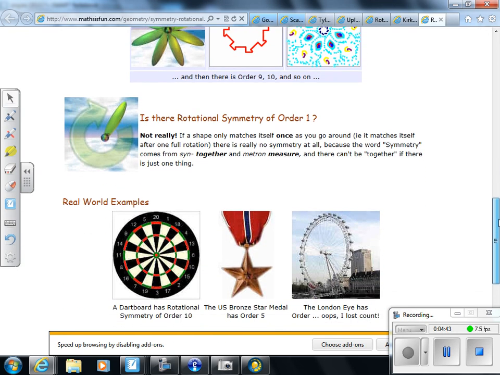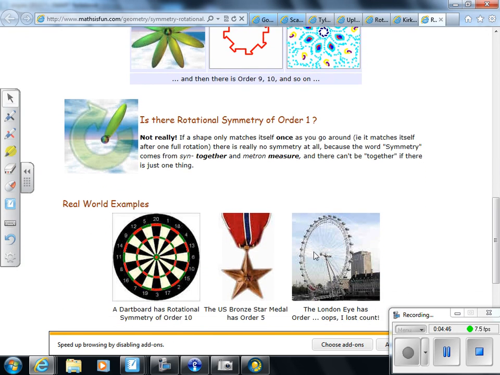Is there a rotational symmetry of order 1? What do you think? No, because if it takes a whole 360 to get back, then it doesn't have rotational symmetry. Make sense? Because if it takes 360 to get back to what it looks like originally, then we say it does not have rotational symmetry at all.